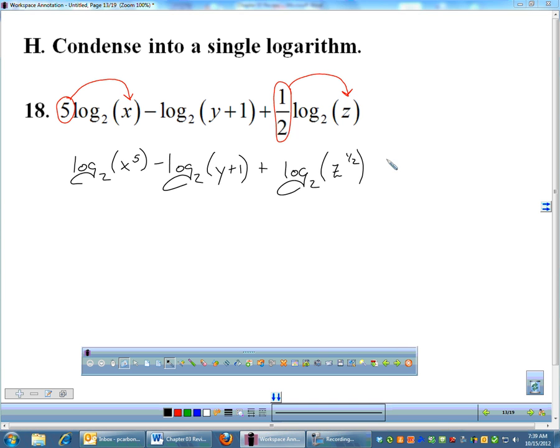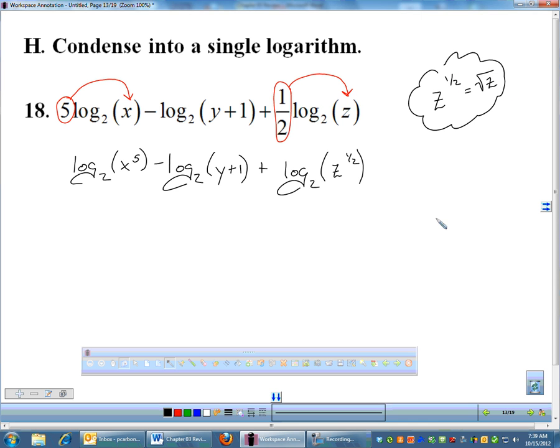Now, you do have the option if you want. It makes no difference to me whatsoever, but z to the 1/2 is the same thing as the square root of z. So if it makes you feel better to write it as the square root of z, then do that. I won't count off if you leave it like this.